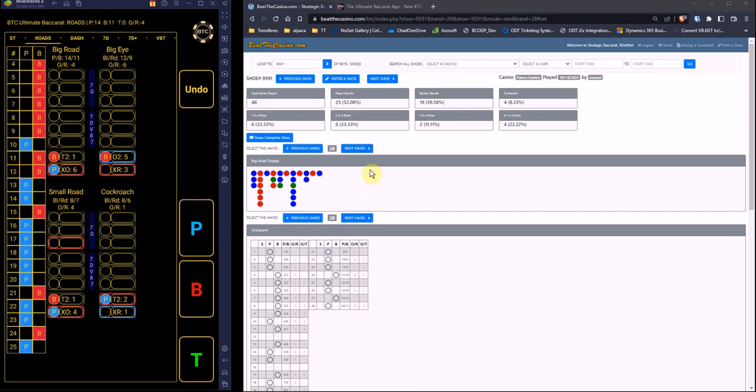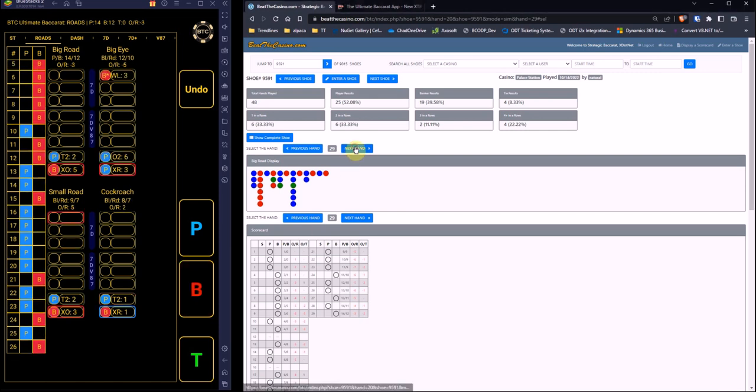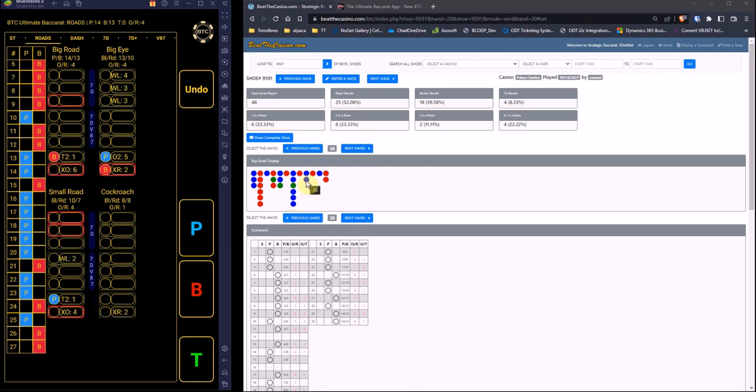Okay. So I think this is the end of the XTB opposite run in this shoe. And I did pick this shoe because it's a good example. So let's go ahead. We have player, bank, player, bank. Let me make sure that's right again. Player, bank, player, bank. Okay, so let's get to the next event here. Tie, bank. So we had another bank and a tie.